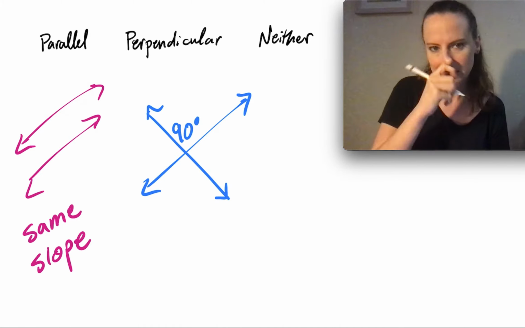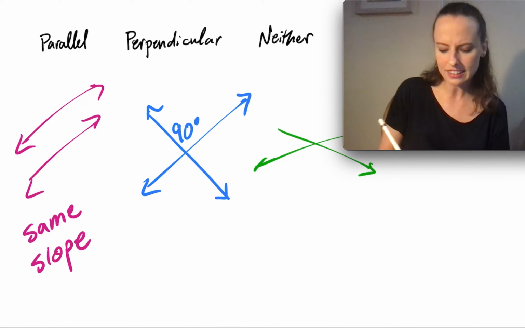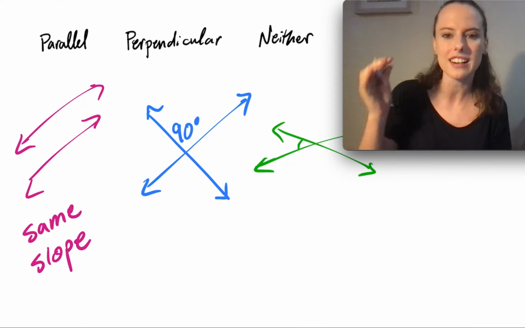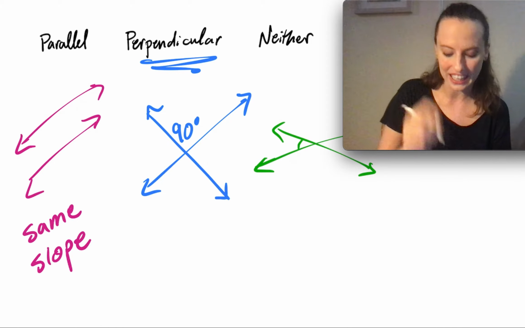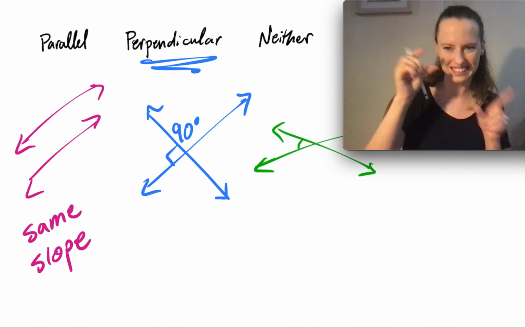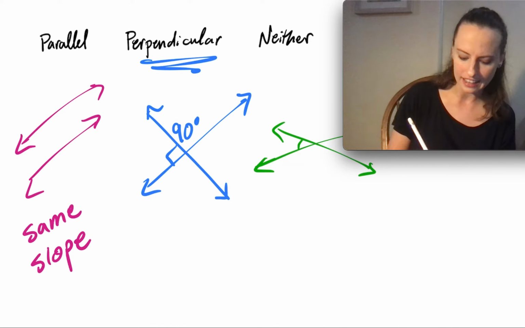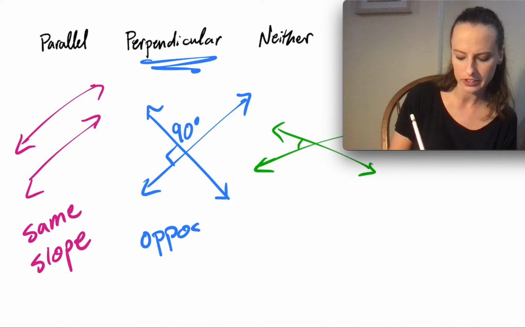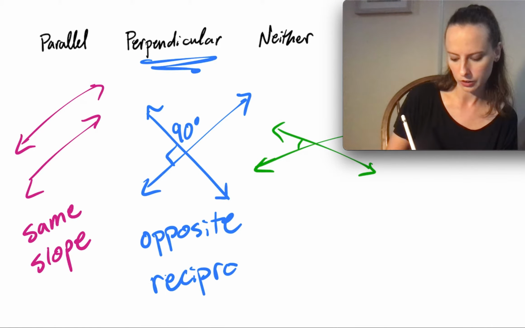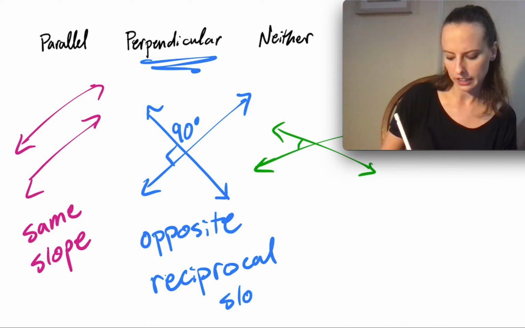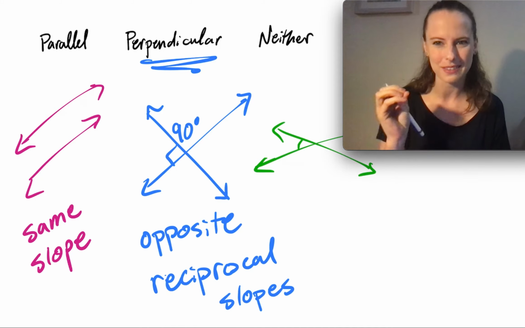A lot of people mix up perpendicular with just regular old intersecting lines, and lines that intersect don't necessarily create a certain type of angle, but perpendicular lines do. That's where you get those 90 degrees, and that's that square corner. So your rule for perpendicular slopes is that they are opposite reciprocal slopes. Okay, so these words opposite reciprocal have very specific mathematical meaning.